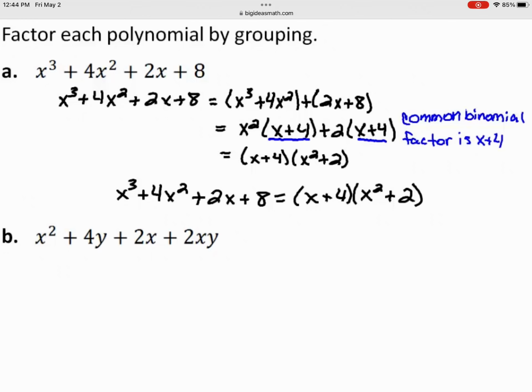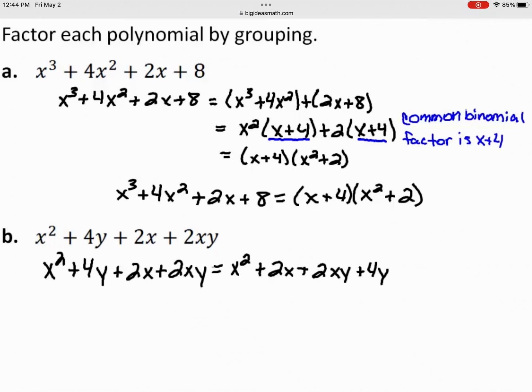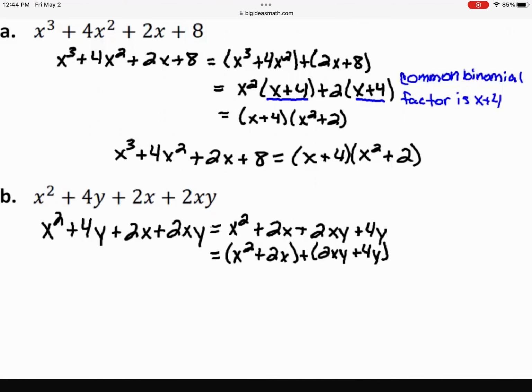Part B, x squared plus 4y plus 2x plus 2xy. Begin by rewriting the polynomial as x squared plus 2x plus 2xy plus 4y. You can now group terms with common factors. Next, factor out the greatest common factor of each pair of terms.